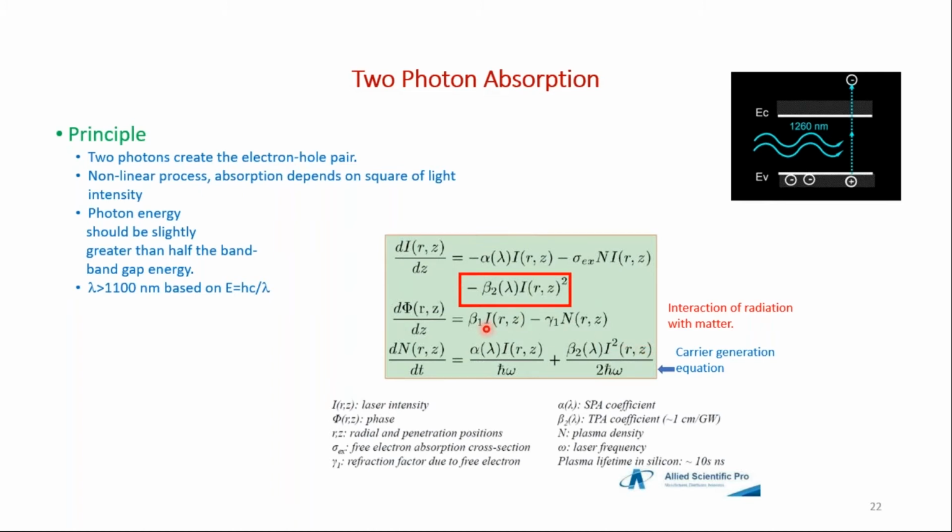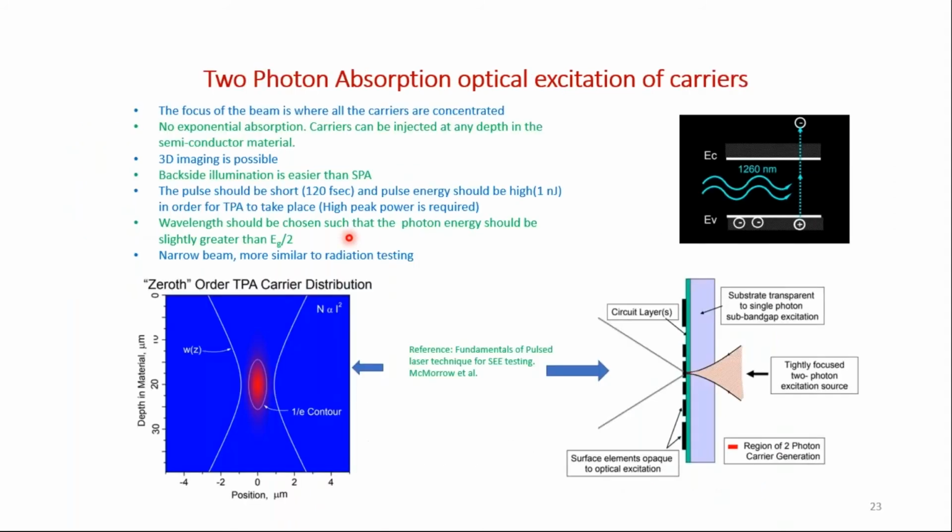That happens when 2 photons that have about half the band gap energy put their energies together, and then they excite the electron from the valence band to the conduction band, producing an electron hole pair. But that does not happen at any point. That only happens when the beam is focused very, very tightly. It also needs larger energy for the pulse. And basically, it's very localized. So I'll explain a little bit more to make it clearer.